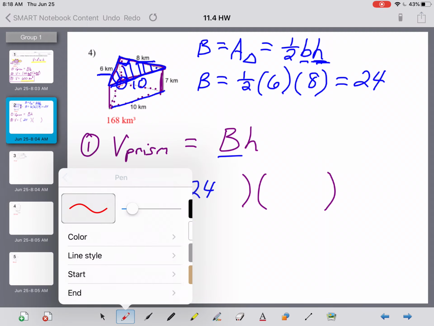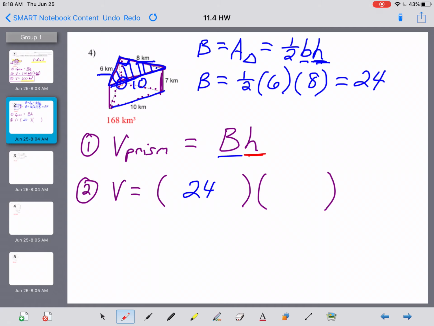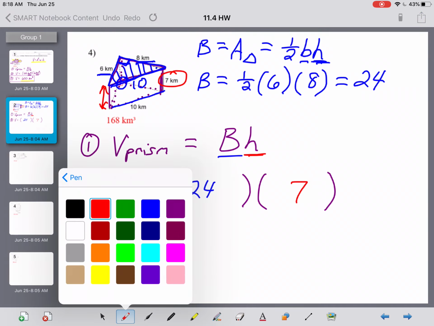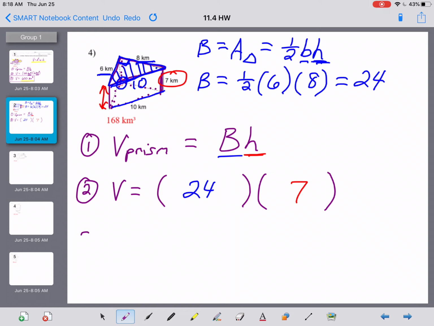All right, let's switch to red right now. And as we're going to find height, again, height means distance between the bases. And just like in the last problem we did, although not in all of them, here the bases are on the top and the bottom. So the height of this prism is the vertical distance between them, and that's the 7 kilometers that we get right there. So we know the area of the base, we know the height.